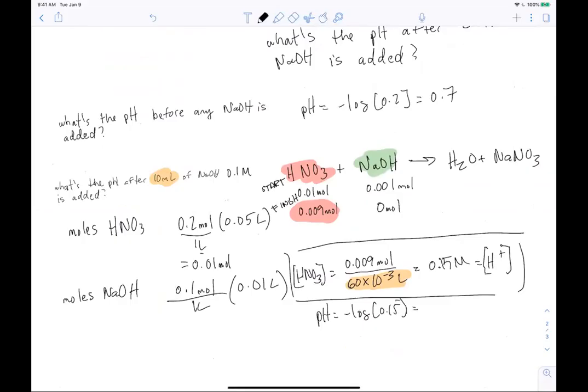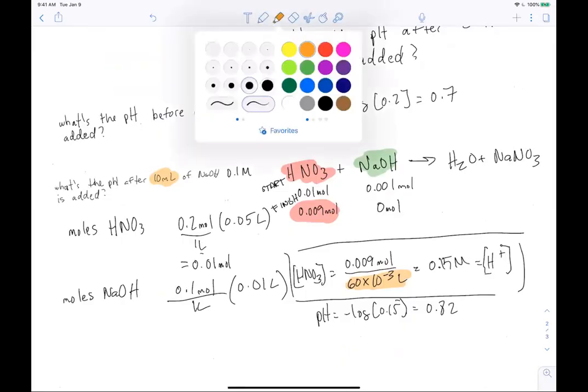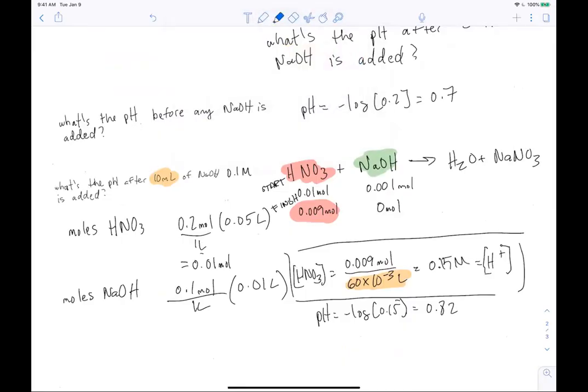So it's the negative log. Now our pH goes up a little bit, and this is what we would expect. This is the result we would expect here, which is that our pH is just going to increase as we add in more base, because we're making the solution less acidic.